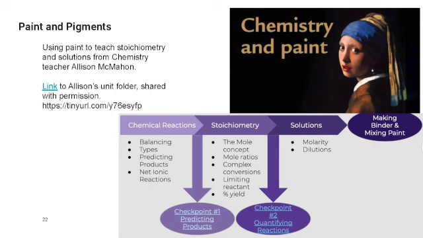There are a lot of connections to make between pigments and biology and paint making and chemistry. The history of pigmentation is a story of our understanding of chemical stability, availability, synthesis, and health. My friend Allison McMahon created a beautiful unit about stoichiometry and solutions related to paint and pigments. Students learn about making binders and paint through chemical reactions and solutions. Allison has graciously shared this unit with all teachers, and it is linked on your handout.